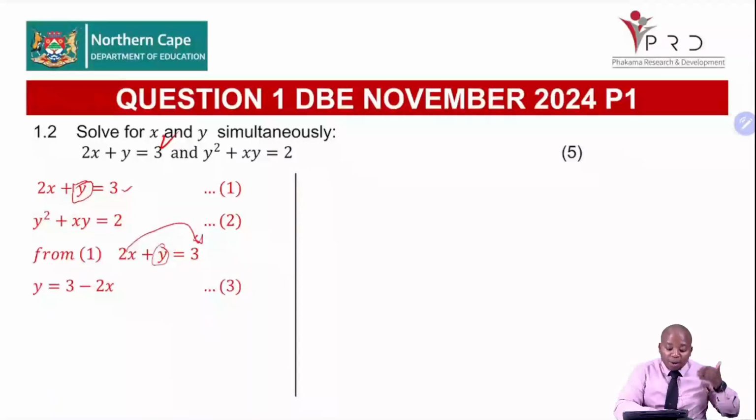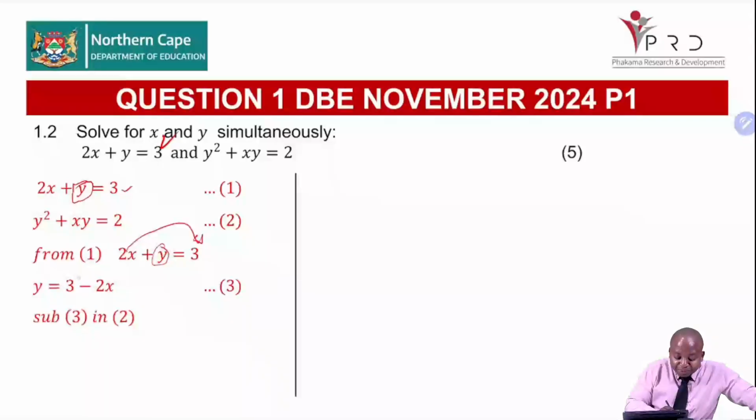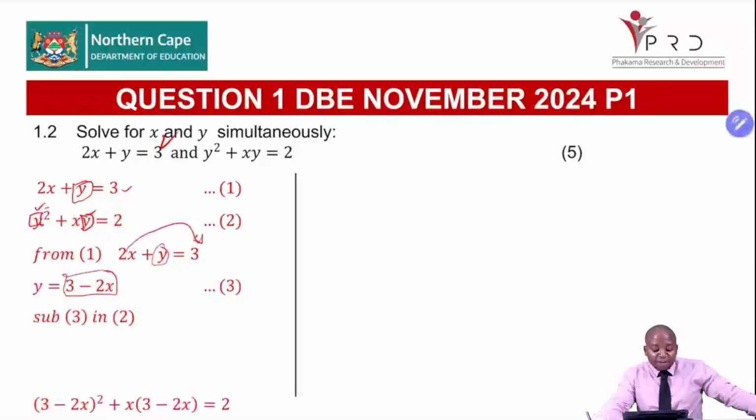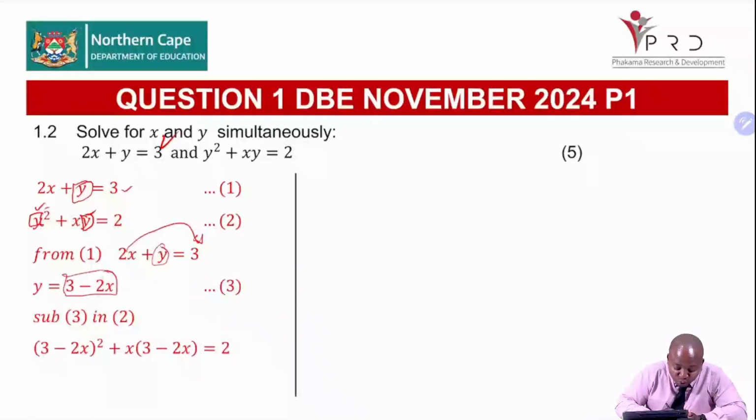So I'm now going to substitute equation 3 in equation number 2. Whenever there is y, I'm going to substitute 3 minus 2x in equation number 2. Those are the two parts that are going to be affected. I can see there was y squared, so in the space of y, I place in (3 minus 2x) all squared plus x. Where there is y again, I say (3 minus 2x) equals 2. I can solve my left hand side first, and I can distribute this.